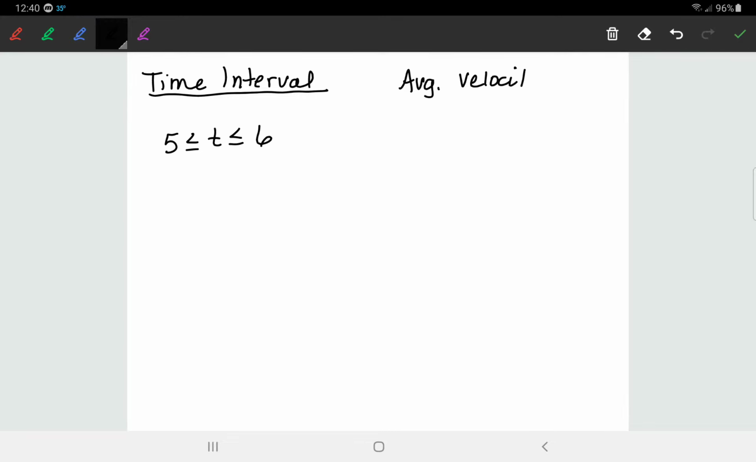Okay, so let's do that. Let's just make a nice little chart. Here's our time interval. We are first going to look at what happens when the interval is between 5 and 6 seconds. Then the average velocity is the change in the y values, 176.4 minus 122.5, divided by the change in time, 6 minus 5. And what we find there is the average velocity on that time interval is 53.9 meters per second.